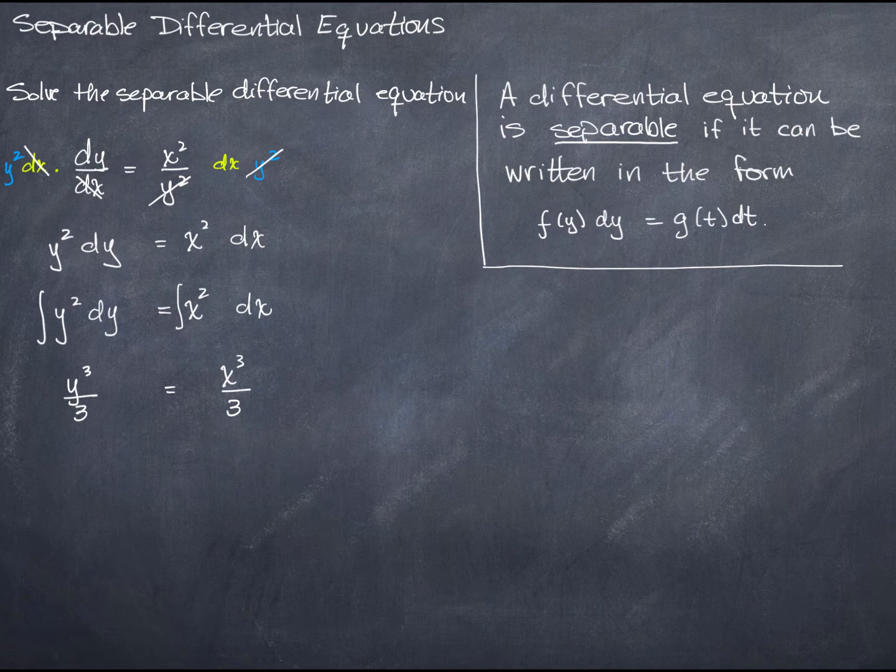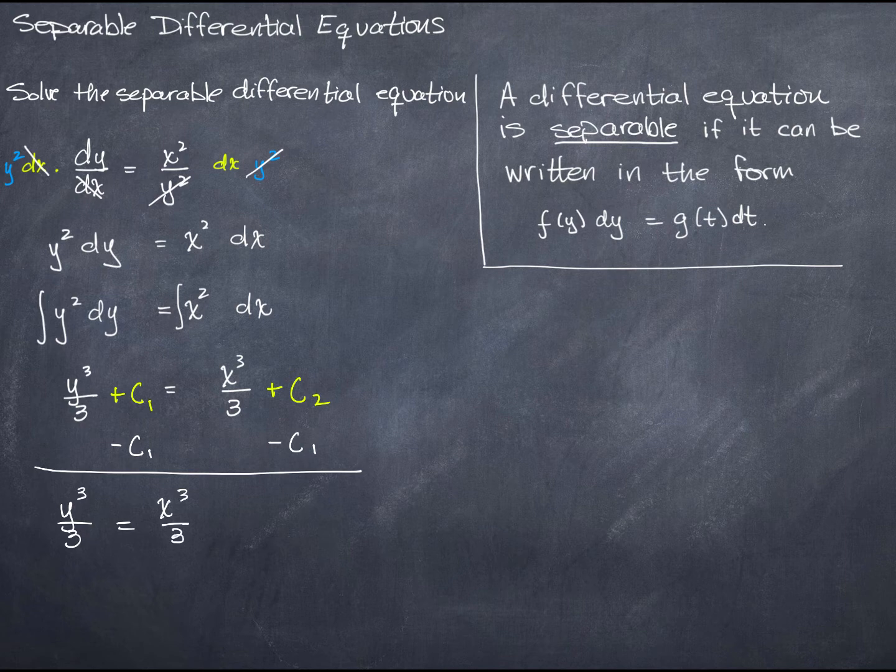Now, there's something else that's important to note, and that is anytime you take an indefinite integral, you have a plus c. I'm going to call this one plus c1 and this one c2, since they may be different. The thing is, we can get away with really only writing one of these, because, for example, if I subtract c1 from both sides, I now have the equation y cubed over 3 equals x cubed over 3 plus one constant minus another.